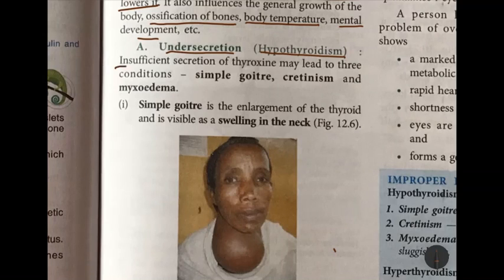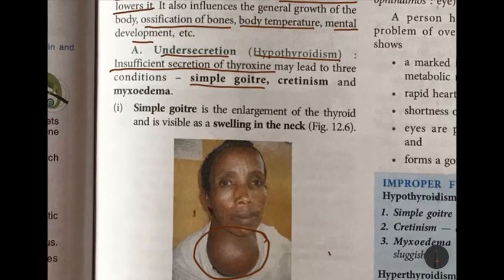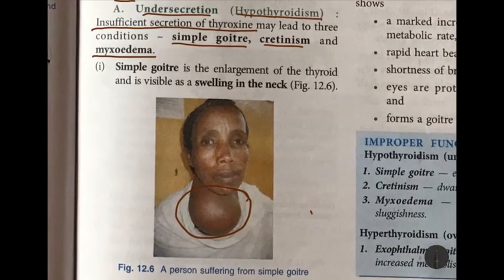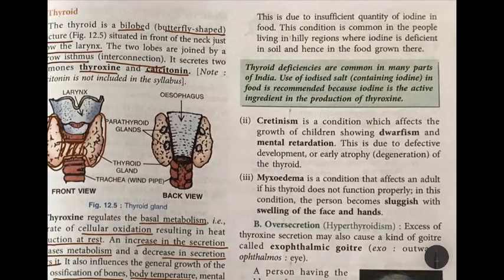So if there is insufficient secretion of thyroxine, it will lead to three conditions: a simple goiter, that is the enlargement of the thyroid, visible as a swelling in the neck; cretinism; and myxedema. So you can see a simple goiter here. There is an enlargement of the thyroid, and you can see it as a swelling in the neck. And why is this? This is due to insufficient quantity of iodine in food.